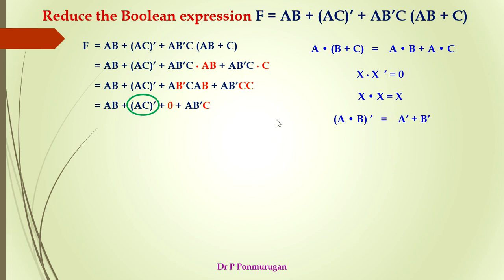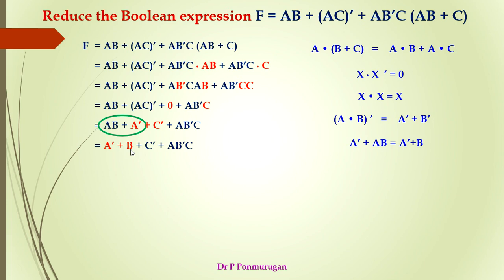Now we can apply De Morgan's theorem for this particular term, AC bar. De Morgan's theorem says a dot b whole bar can be written as a bar plus b bar. So this term can be rewritten as a bar plus c bar here. And now with these two terms we can apply the redundant literal rule. The redundant literal rule is a bar plus ab can be written as a bar plus b, right? So we can rewrite these two terms as a bar plus b.